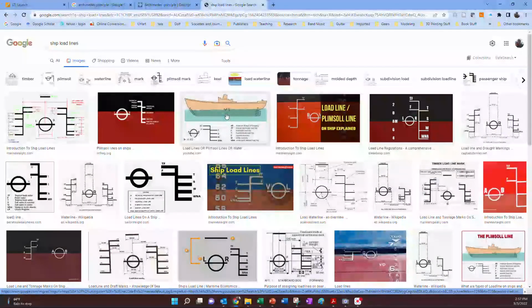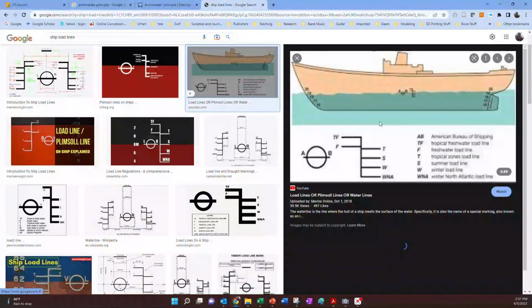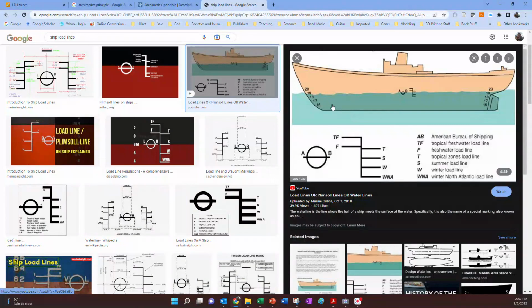So you'll see here, here's a picture. The center one's called the Plimsoll mark, but you'll see these little depth marks, these numbers that are on the bow and the stern, and also here are the regulations about how deep it's allowed to go by various governing bodies. This is what's called the Plimsoll lines right there.